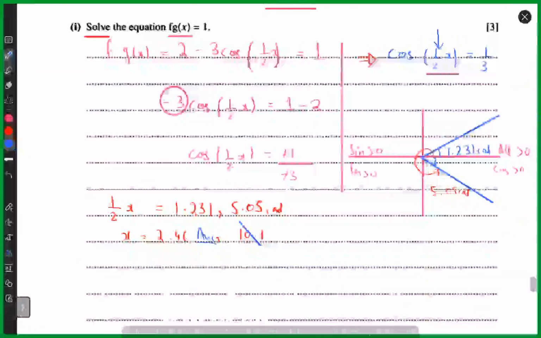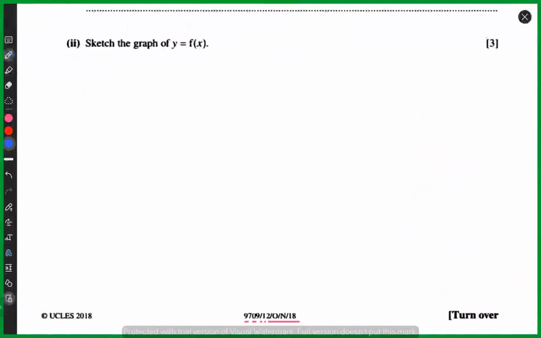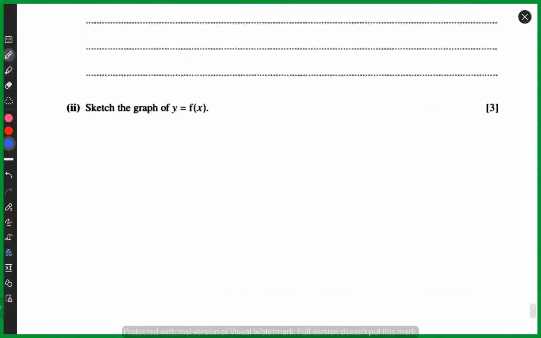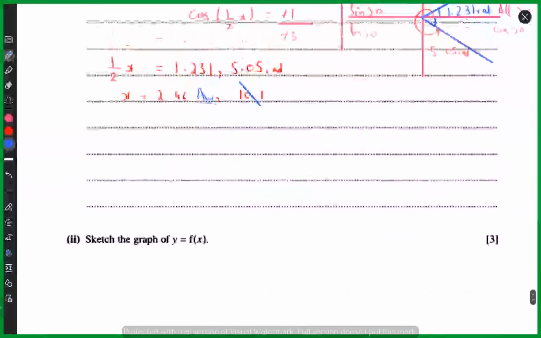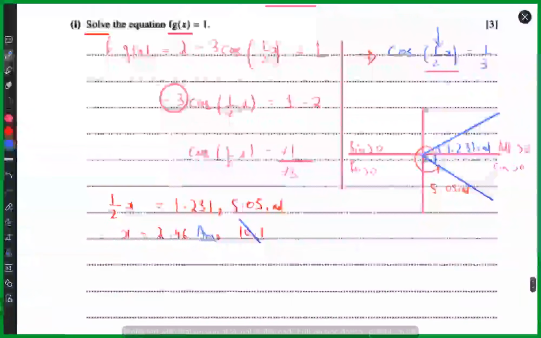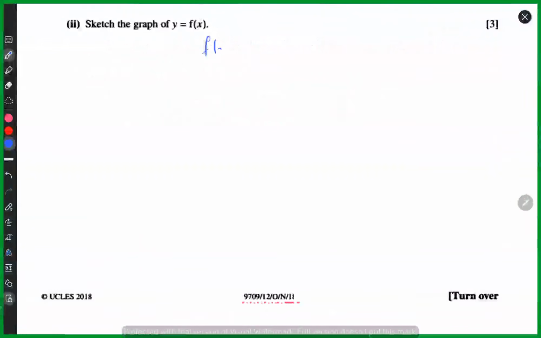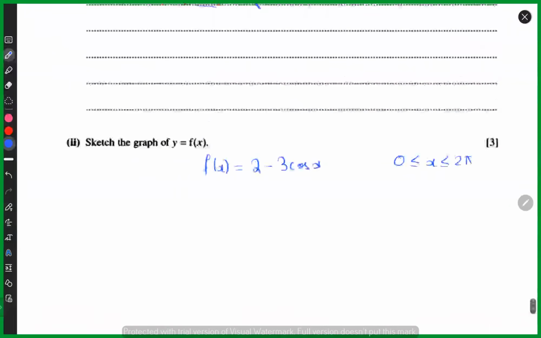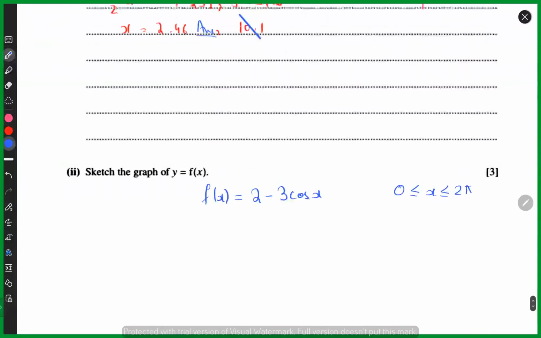Let's talk about the last part of this question. Sketch the graph of y equals f of x. What was f of x? It is 2 minus 3 cos x. And the interval is from 0 to 2 pi. Let me just double check if I've written everything correctly. 2 minus 3 cos x.